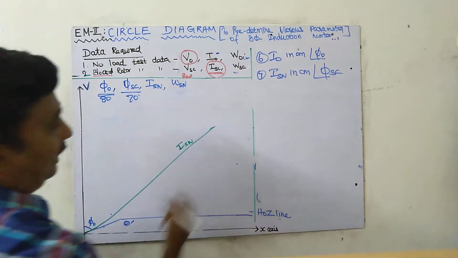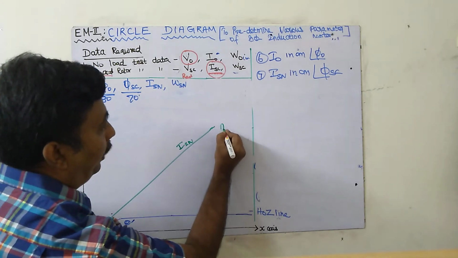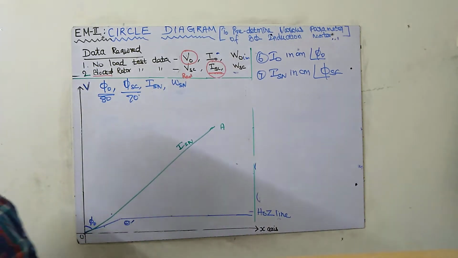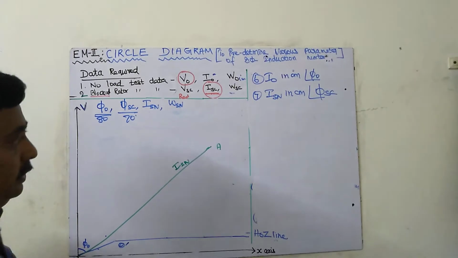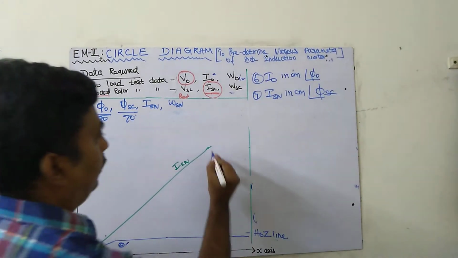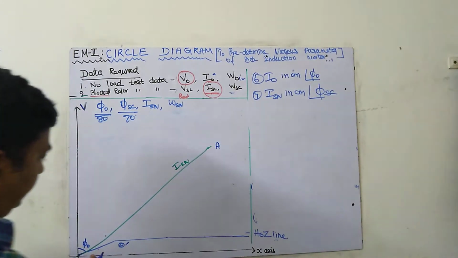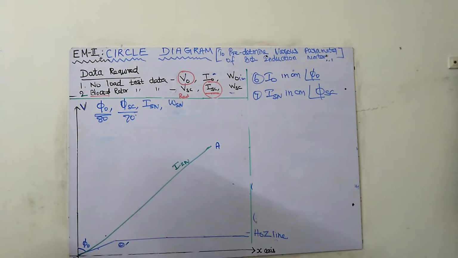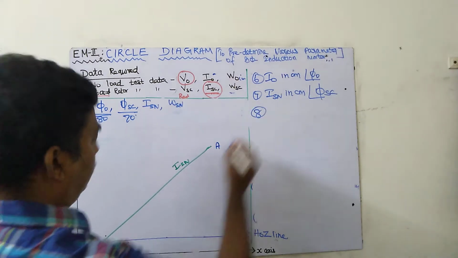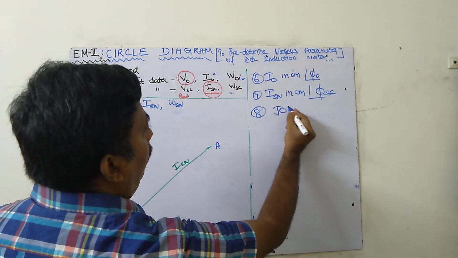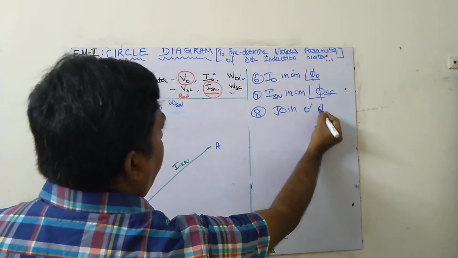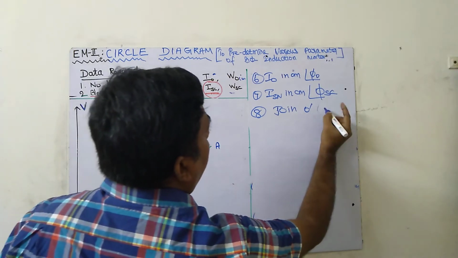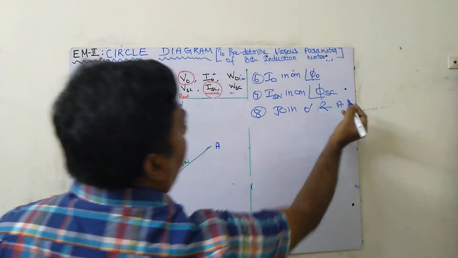This point is called point A. I think it won't be clear, so I will use blue color. This is A, drawn from the origin. This line is called the ISN line. Now what do we have to do? 8th step: I have to join O dash and A.